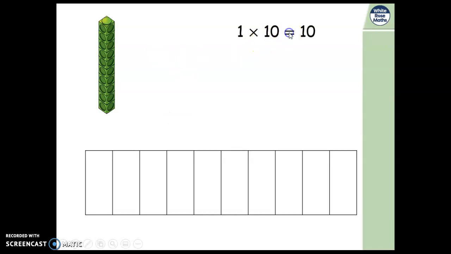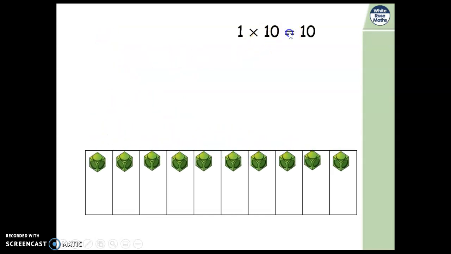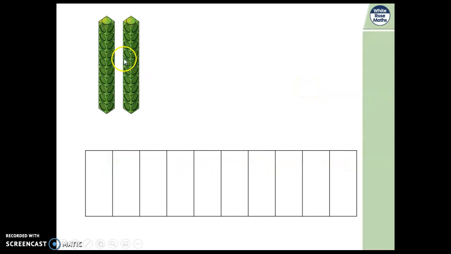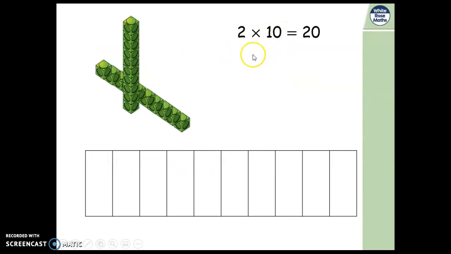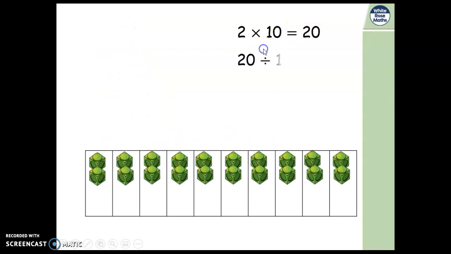1 times 10 is 10. 10 divided by 10 equals 1. 20, so 2 times 10 is 20. 20 divided by 10 is 2. So we can use our multiplication knowledge to just reorder the numbers to make a division sum.